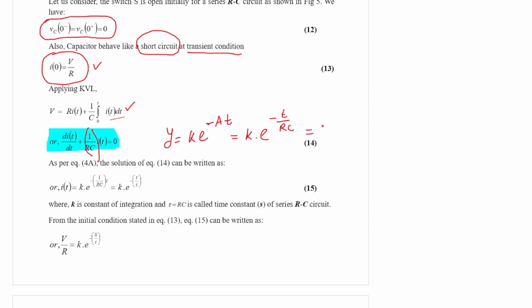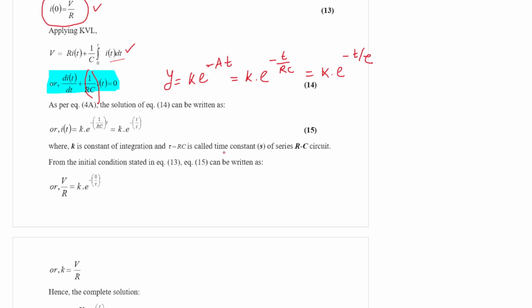In other words, we can say in the same fashion, e to the power minus t by tau. So now in this case, what is tau? Tau is equal to RC. It's again called time constant. So the concept of time constant remains the same. However, this time for series RC circuit, time constant becomes R into C.